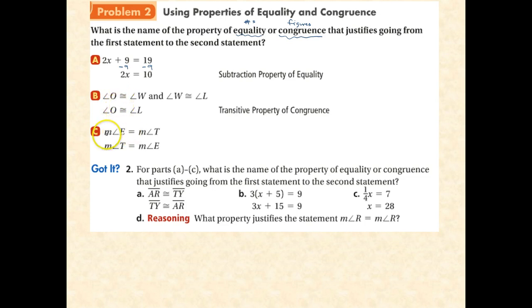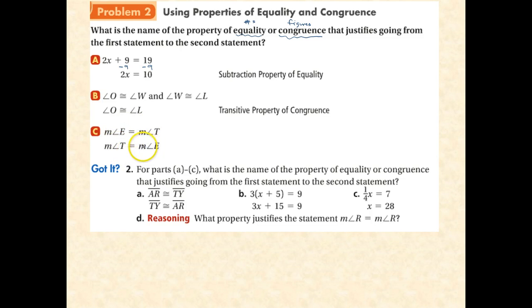All right, how about this guy? If the measure of angle E equals the measure of angle T, then the measure of angle T equals the measure of angle E. Now this is the symmetric property. If this equals that, then that equals this.